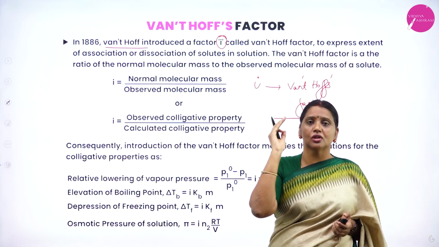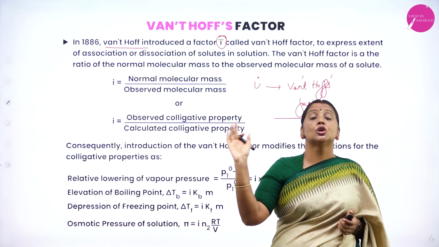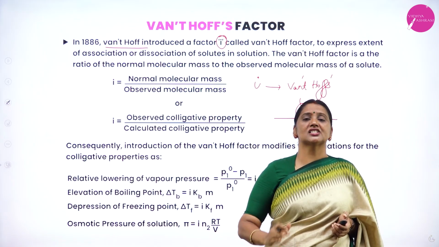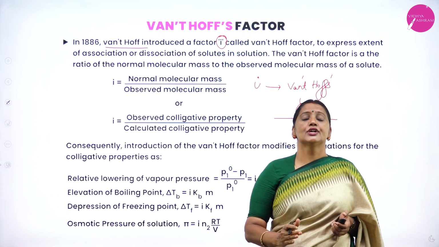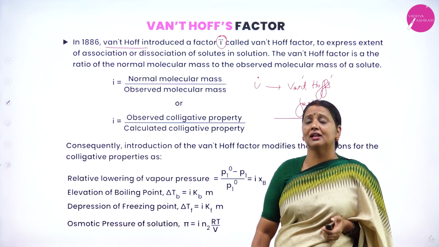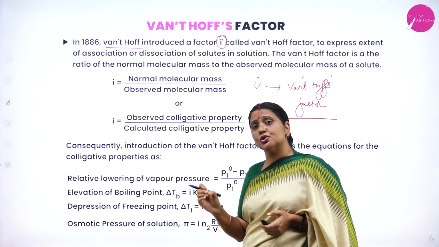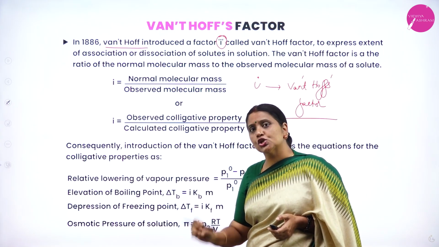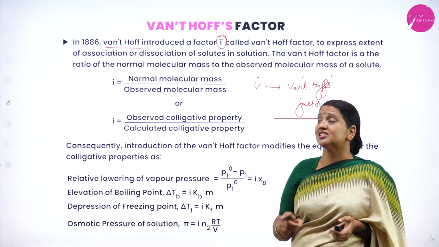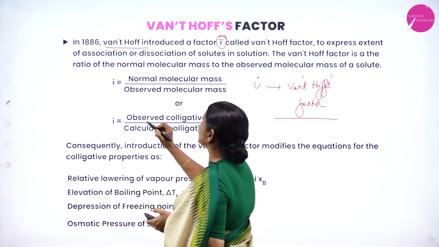When the solute is non-associable and non-dissociable, there is no need to introduce the Van 't Hoff factor. The Van 't Hoff factor is denoted by small i. So, when the solute is non-associable as well as non-dissociable, we need not introduce it. When it is dissociable or associable, you have to introduce the Van 't Hoff factor i. Okay, how can I calculate i?